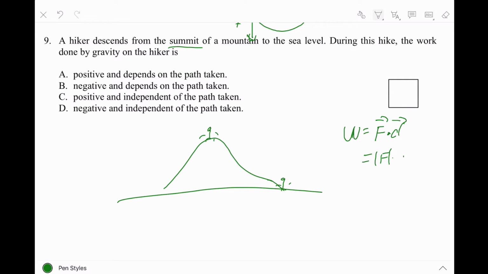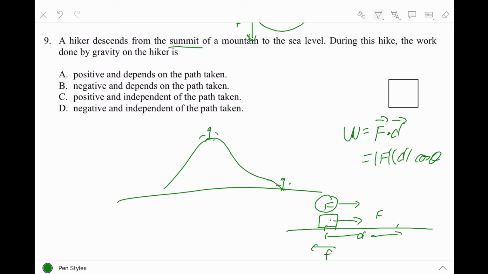Fd cosine theta. Now, if you have an object moving to here, if you apply a force for a distance, I say this force does positive work because the force is to the right, displacement is also to the right. But if this time you have a friction, the friction also does work to the object. But this time the friction does negative work because the displacement is to the right and the friction to the left.